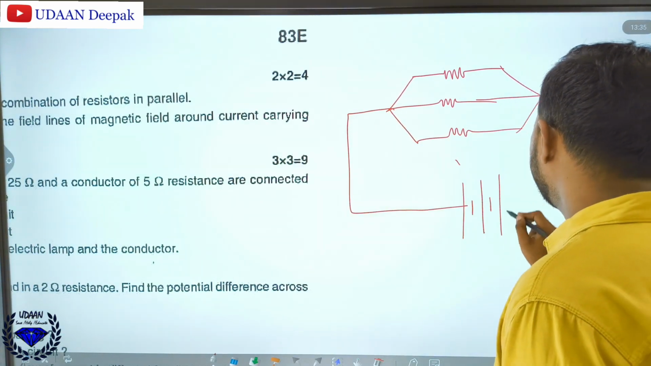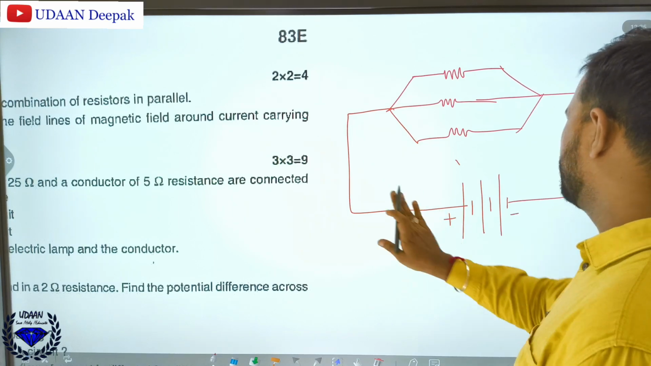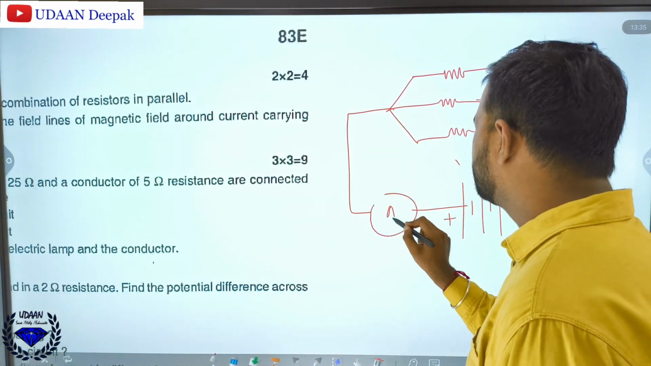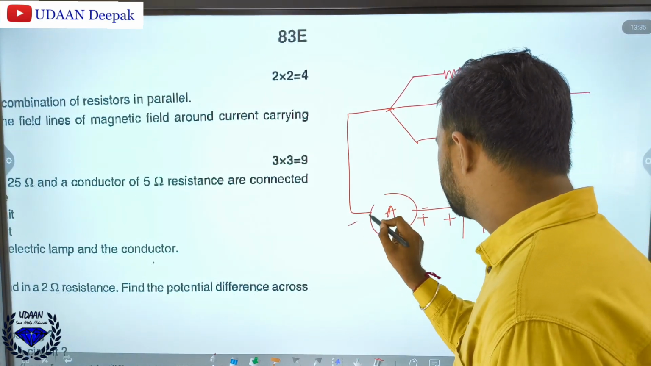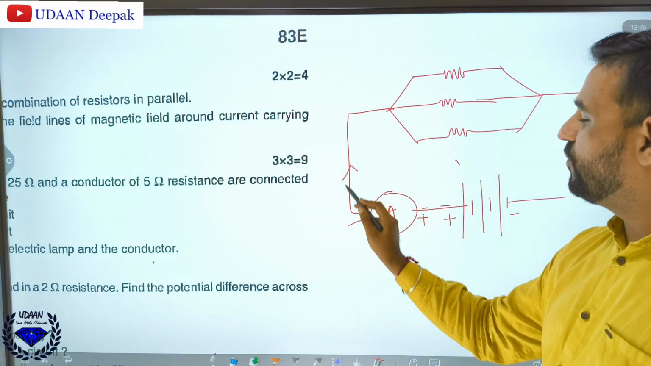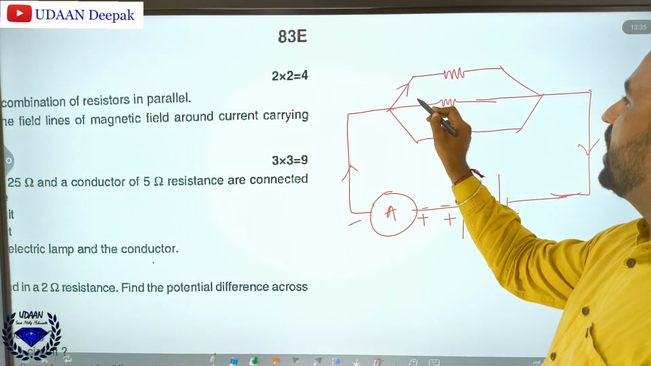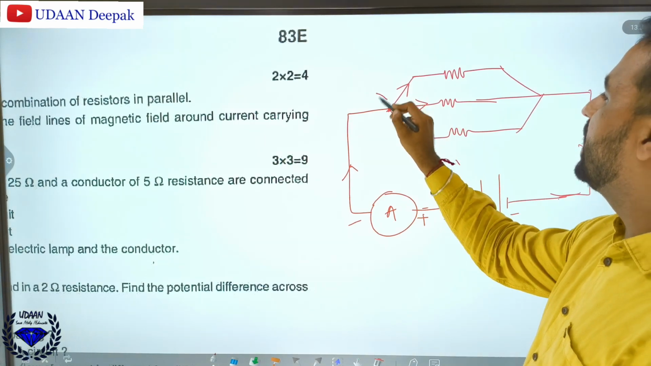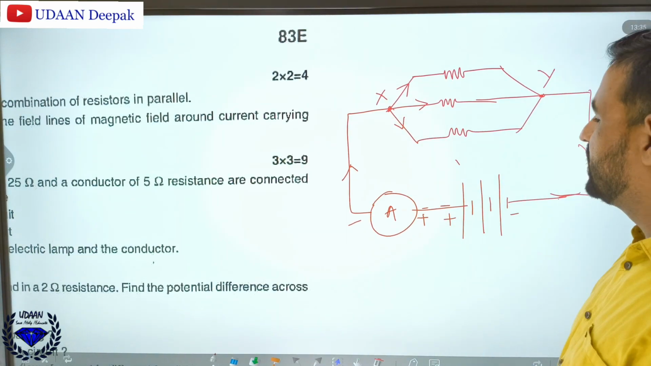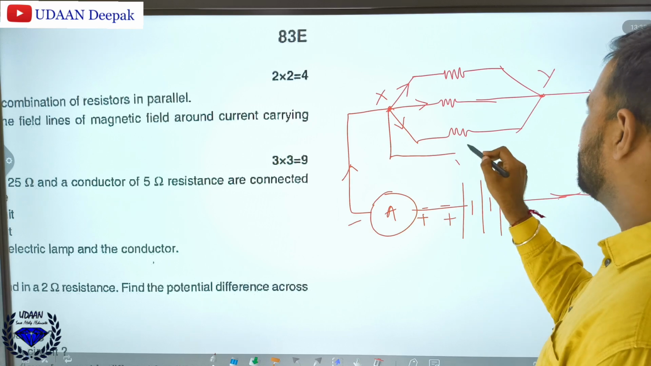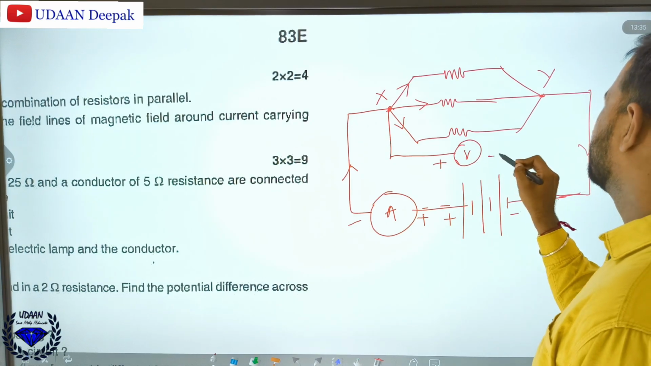This is positive, negative. Anywhere you can connect an ammeter, and this is positive and this is negative. You know that always current will flow from positive to negative, so like this you should show the arrow mark. Arrow marks are important. Write point X or Y, A or B, any letter you need. And the voltmeter is connected always in parallel. Positive and this is negative.